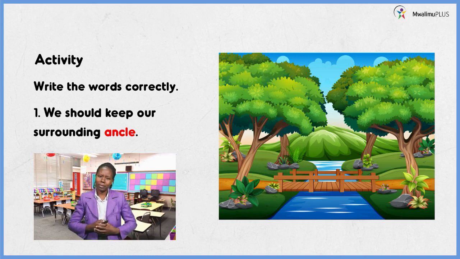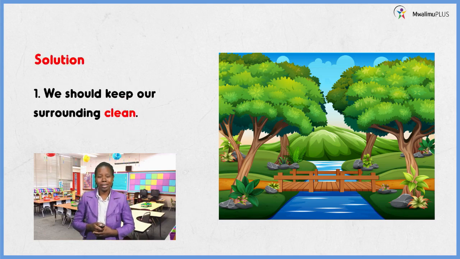When you look at that word, when we read it the way it is written, we cannot get the correct meaning. But when we write it correctly, we'll understand about this environment. Can we read the word from the right to the left and then we see whether we can get the correct meaning of this sentence? Let's read together. We should keep our surrounding clean. Wow! This is the correct word.